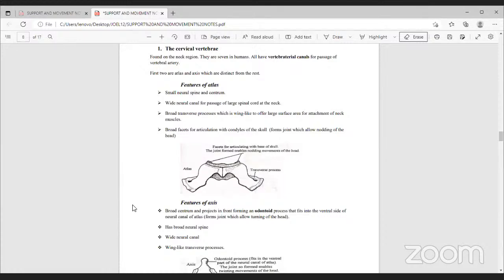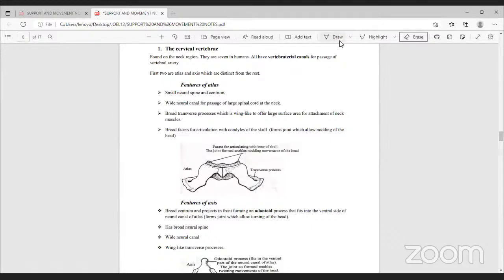Then you see the bones. There are so many bones in our lab. So we are going to analyze and see the wide neural canal that is found in the atlas, which allows the passage of the wide or large spinal cord. Again, we are going to see the spine and the centrum on the atlas being small in size. Those features are going to be evident. Then the other thing about the atlas is that they have broad transverse processes. You can see them here.